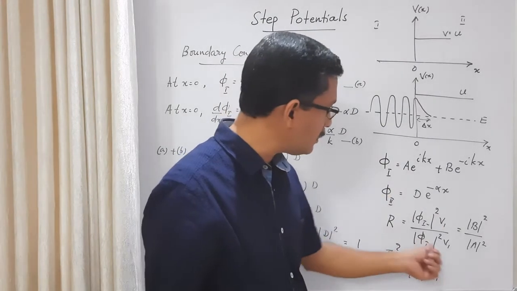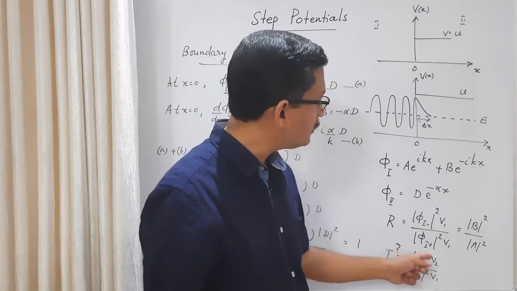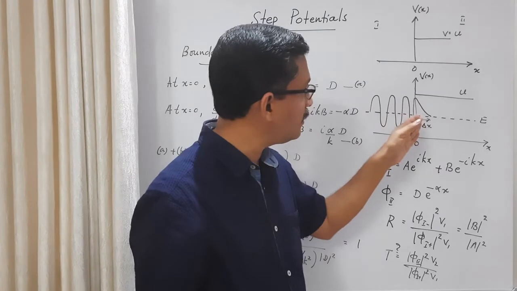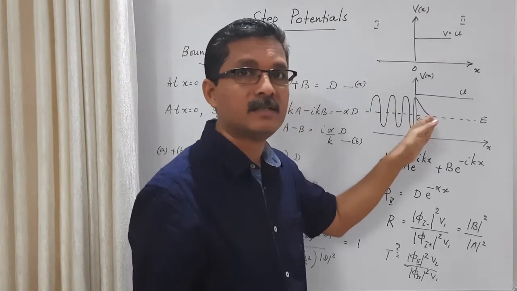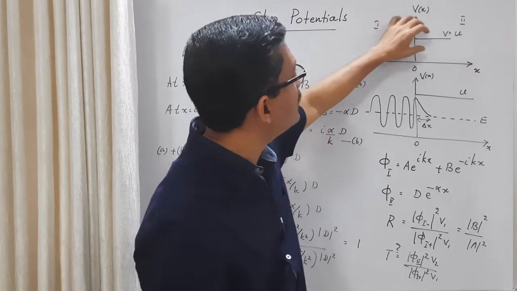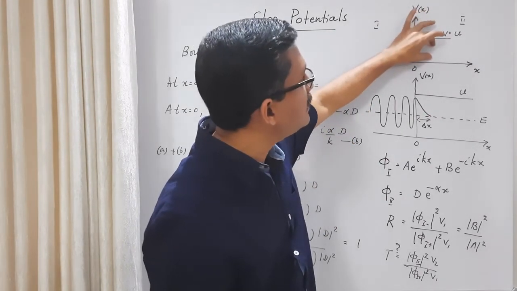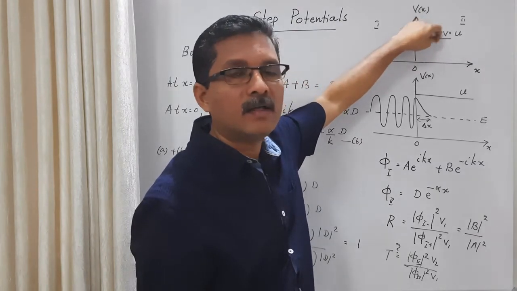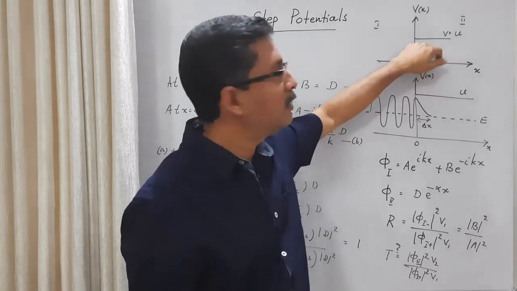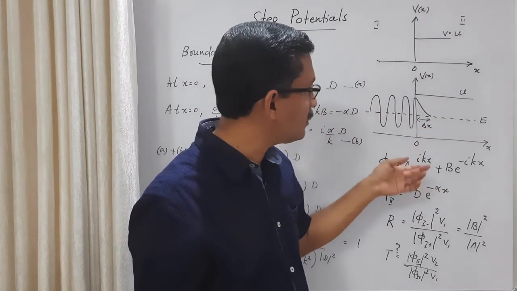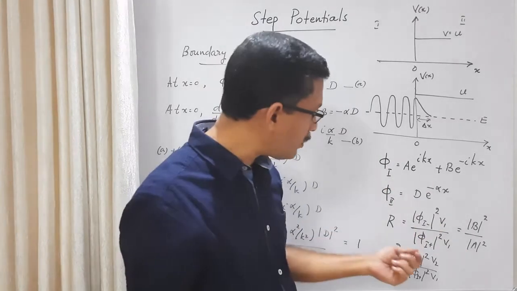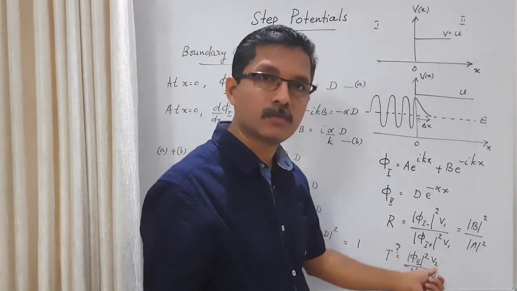The problem with this definition is that this velocity v2 is imaginary in this region, because kinetic energy is negative in this region. Why? Because in this region, total energy is less than potential energy. If total energy is less than potential energy, kinetic energy must be negative. Kinetic energy is half mv square, so if kinetic energy is negative, velocity will be imaginary. So we cannot define a velocity in region 2.